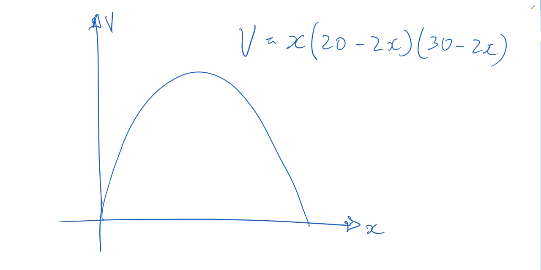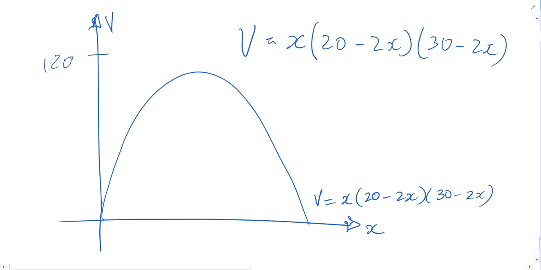Okay? So after you plot in everything, this is our graph. Volume equals x, 20 minus 2x, 30 minus 2x. I give you some figures over here. This is 1200, about this part is 1800, and so on and so forth. Which point are we interested in based on the question?